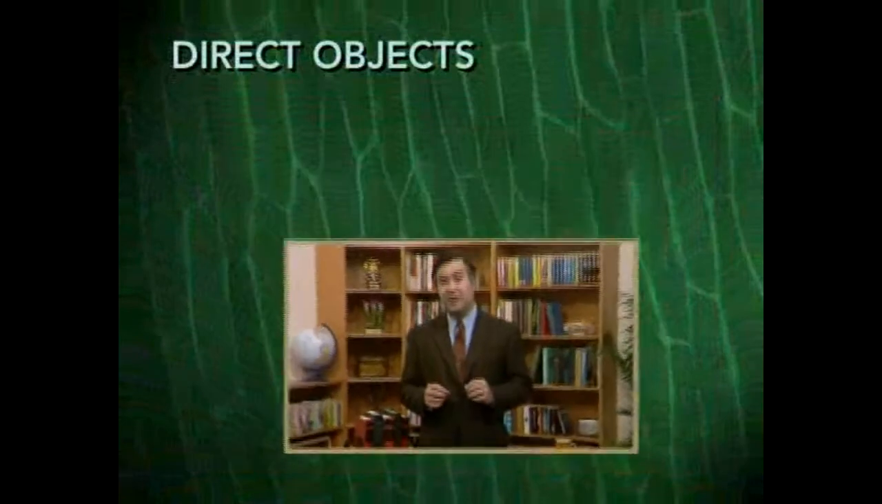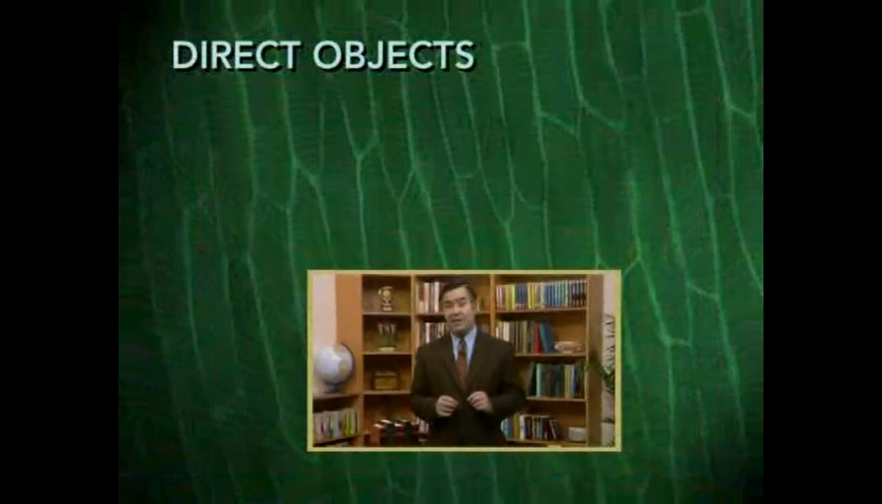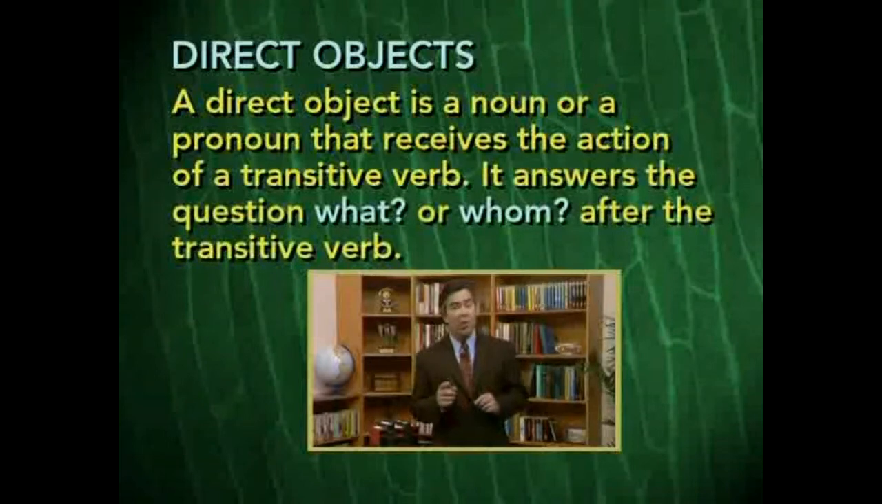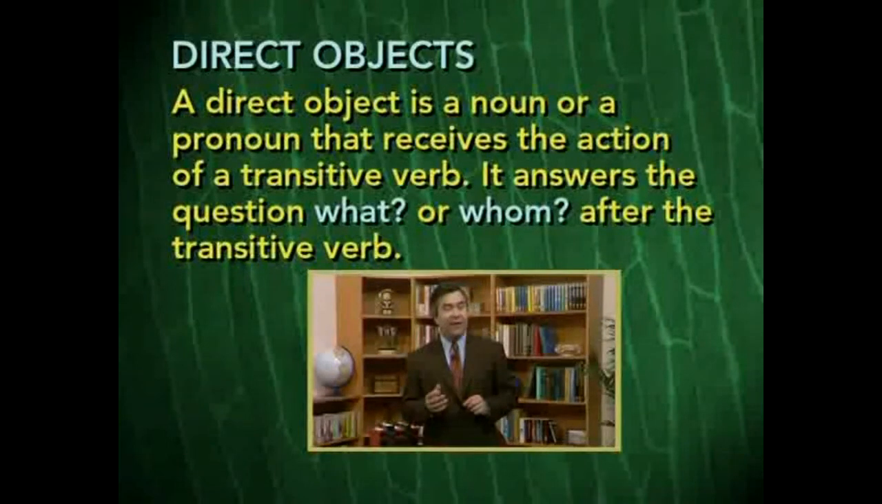Now remember, the topic of this program is sentence complements. Everything we've been looking at so far relates to words or groups of words that complete the meaning of the subject and the verb. In the next lesson and the ones to follow, we're going to be talking about different kinds of subject complements. First, direct objects. A direct object is a noun or a pronoun that receives the action of a transitive verb. It answers the question, what or whom, after the transitive verb.